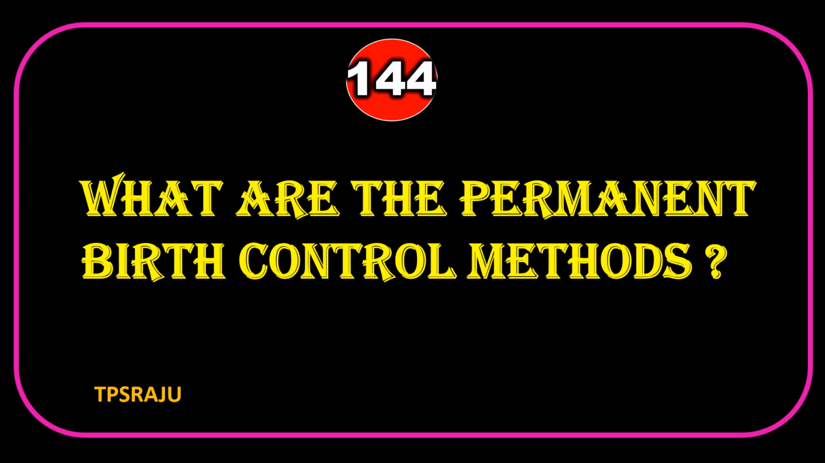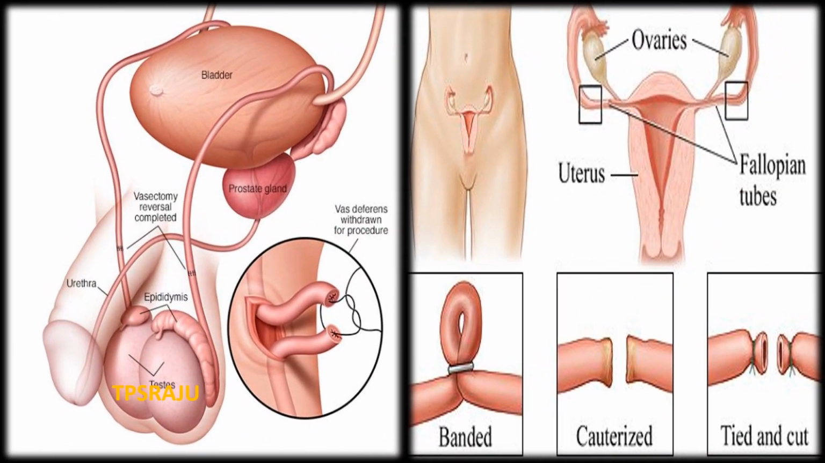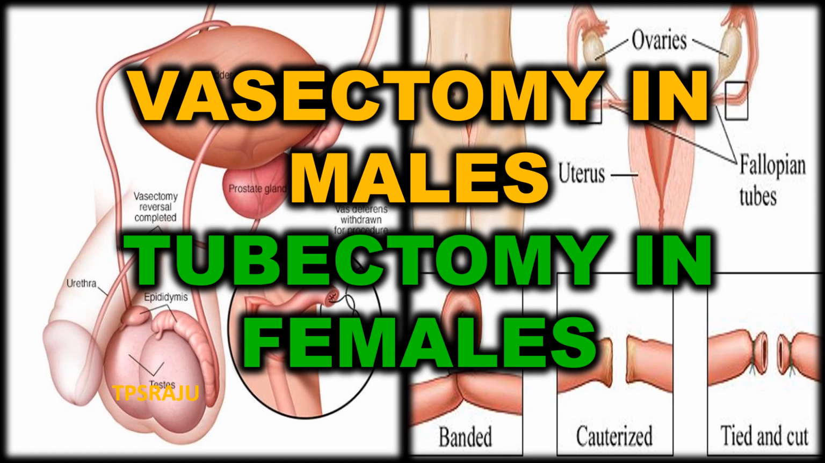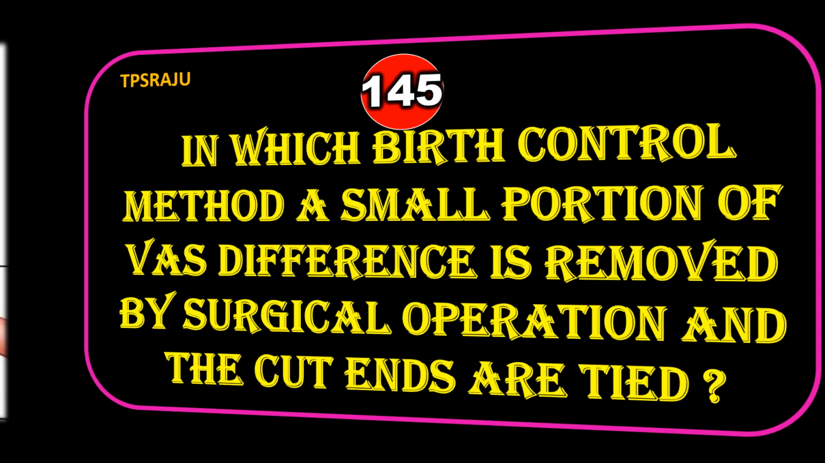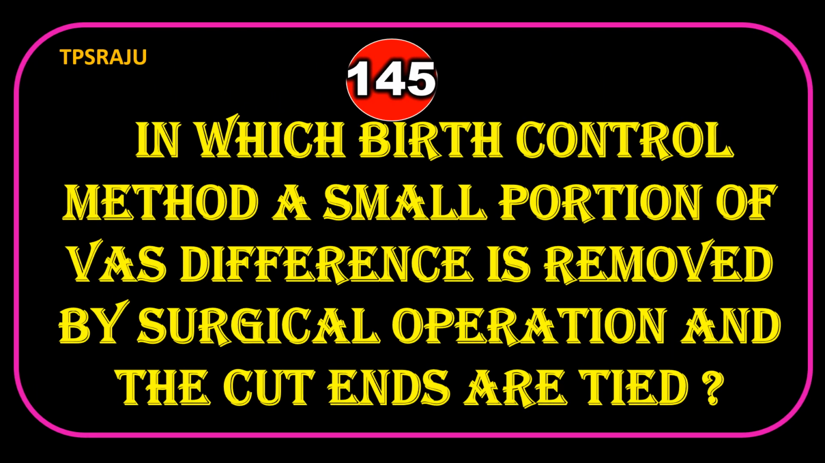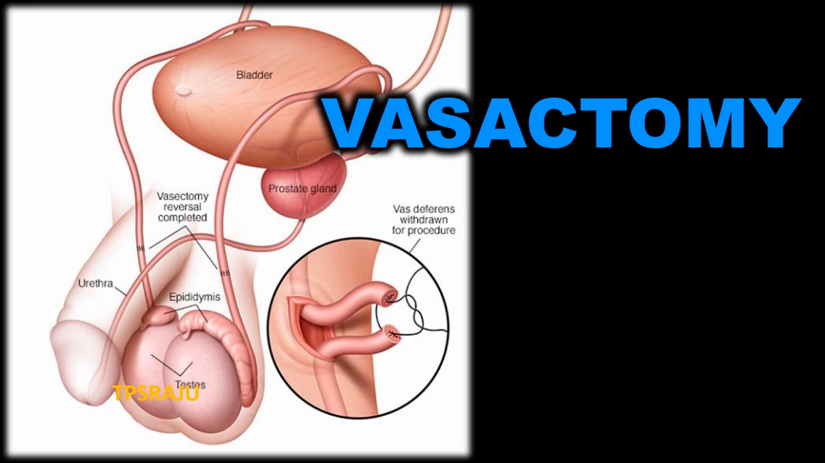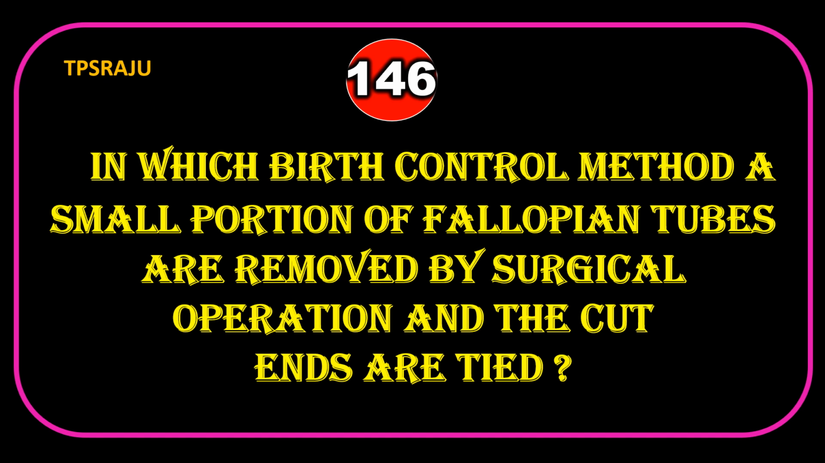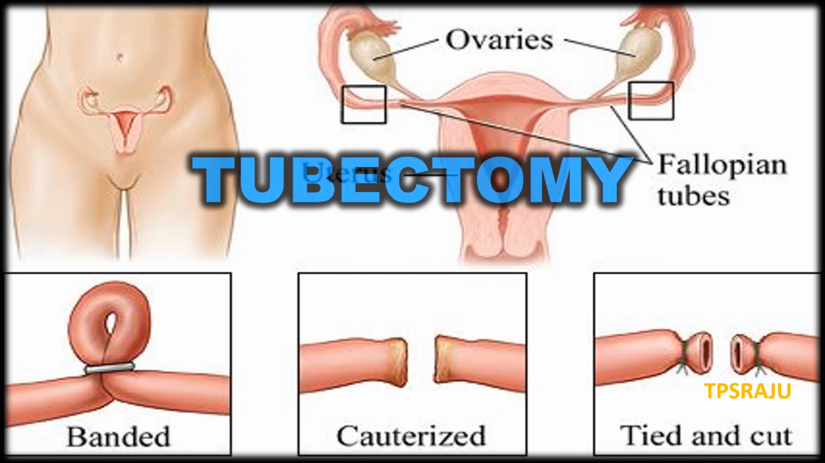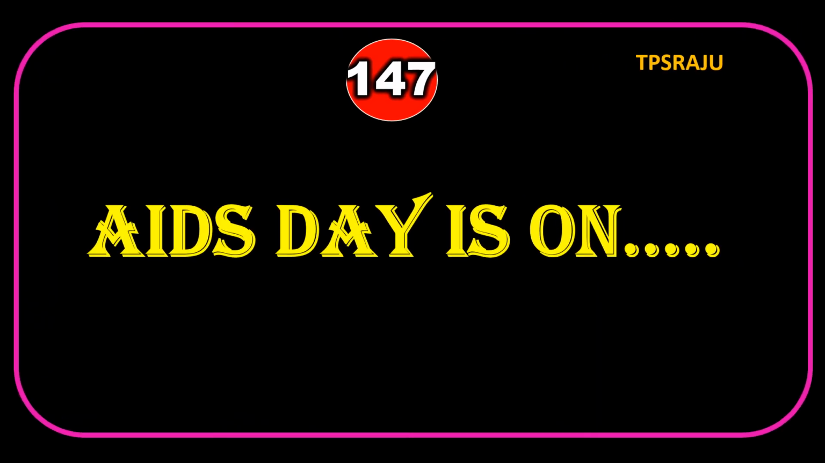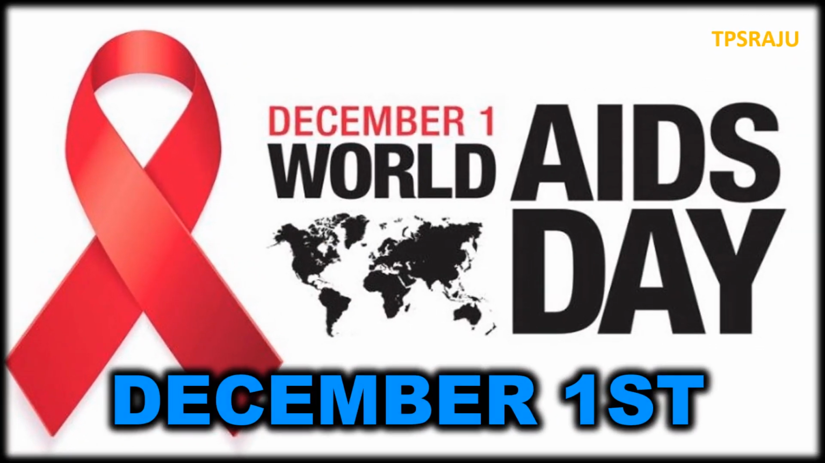What are the permanent birth control methods? Vasectomy in males, tubectomy in females. In which birth control method is a small portion of vas deferens removed by surgical operation and the cut ends tied? Vasectomy. In which birth control method is a small portion of fallopian tubes removed by surgical operation and the cut ends tied? Tubectomy. AIDS Day is on December 1st.